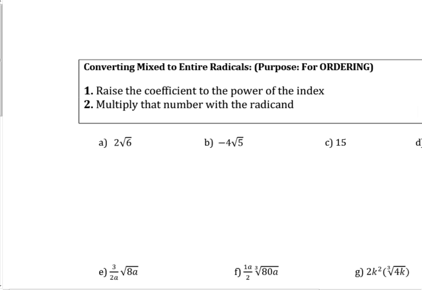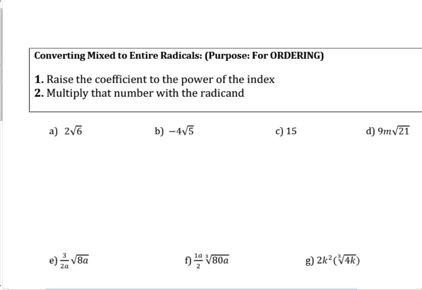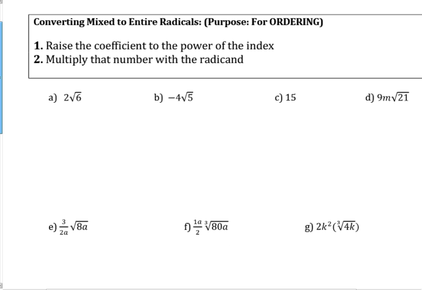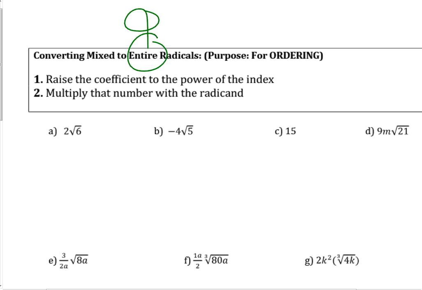Okay, so how do we simplify this? Let's talk about converting into entire radicals. It's not very common that we ask you to convert something to an entire radical. The main purpose is just to get comfortable. Okay, so the main purpose is for ordering. It's not the most simplified. So entire radicals are not simplified. It's the opposite of simplified.